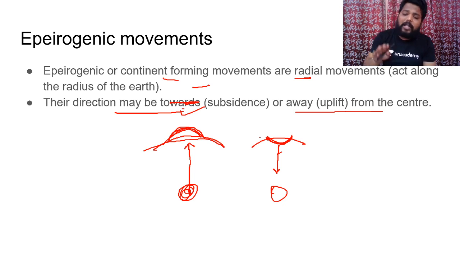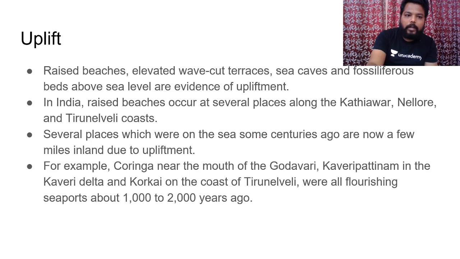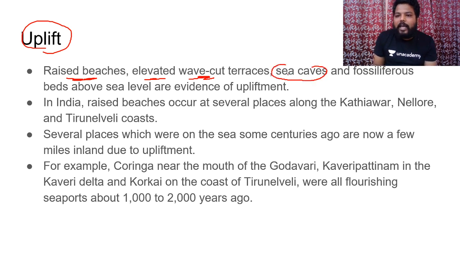There you can find the submergence of coast and also the emergence of coast, because of which the continental shelf has been developed over there. Done. So like upliftment, there are some examples related with that. You can see the raised beaches in the coastal regions. You can see the elevated wave cut terraces. What are wave cut terraces? I'll show the images later on. And you can see the sea caves, and you can see the fossiliferous beds above the sea level. They are the evidence of upliftment in the coastal region.